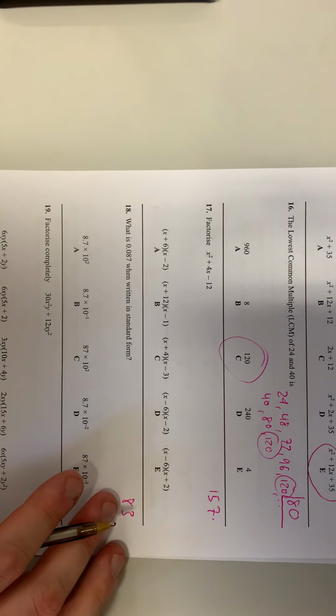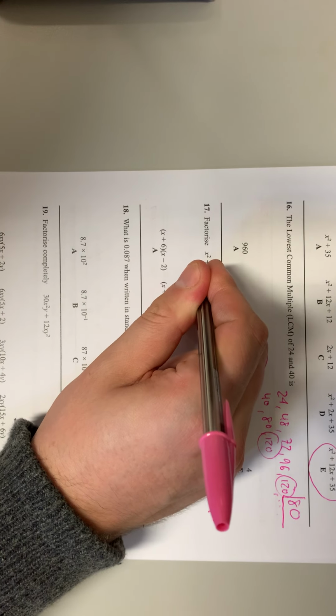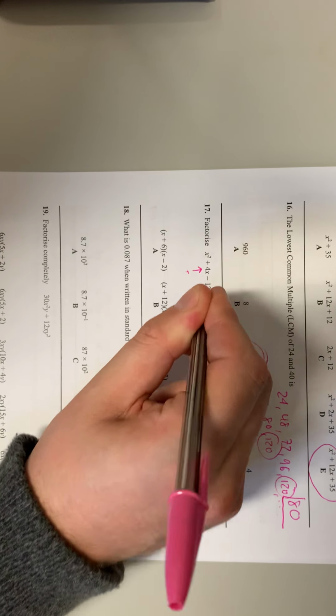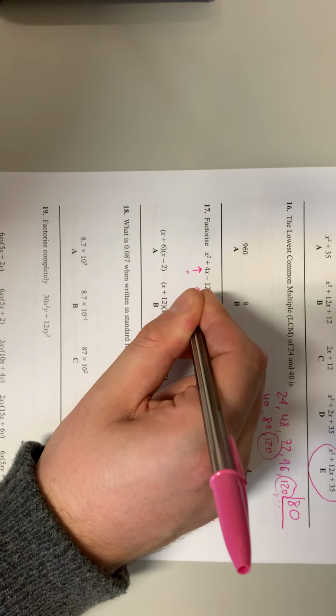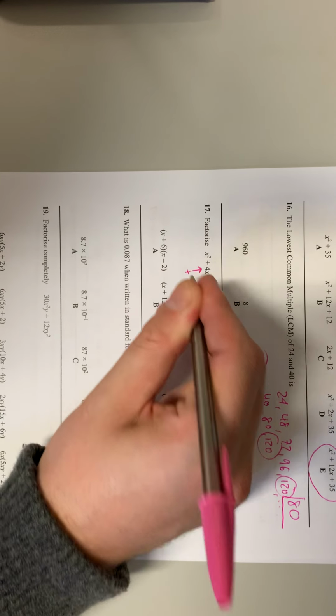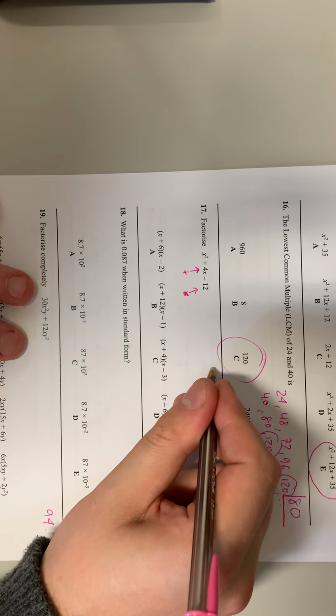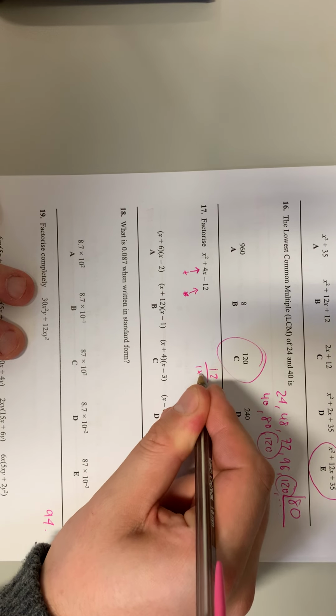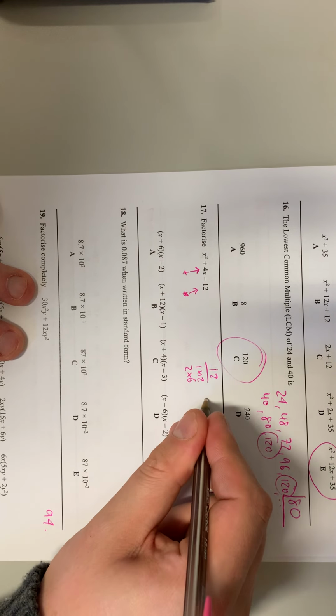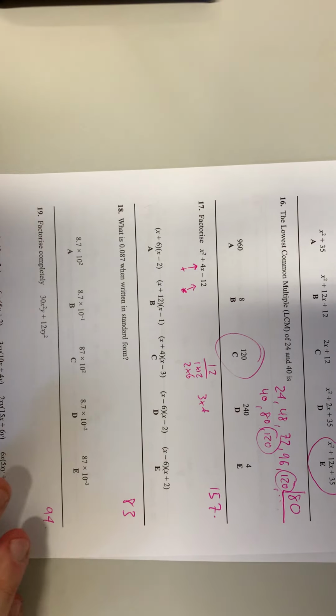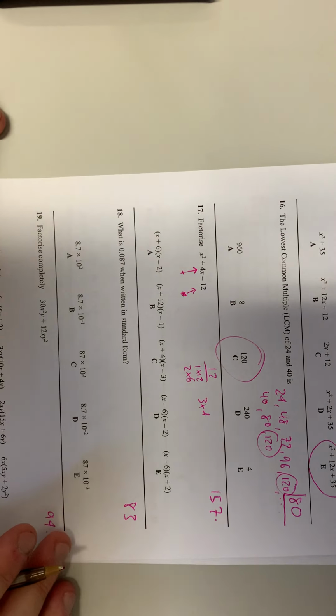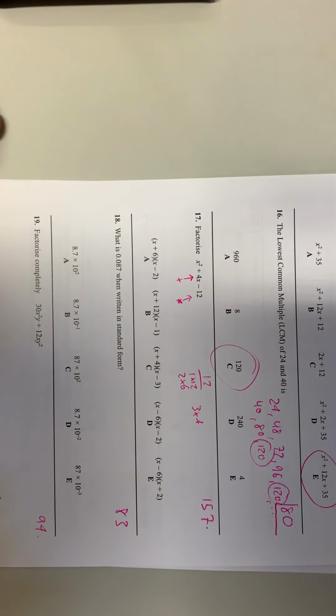17. Factorize. I'm looking for two numbers that add to make this number, but multiply to make this number. So I'm going to write down all the factors of 12. So 12 is going to be 1 times 12, 2 times 6, 3 times 4. So I need to find the pair that when I add them together, one of them will be negative and one of them will be positive.